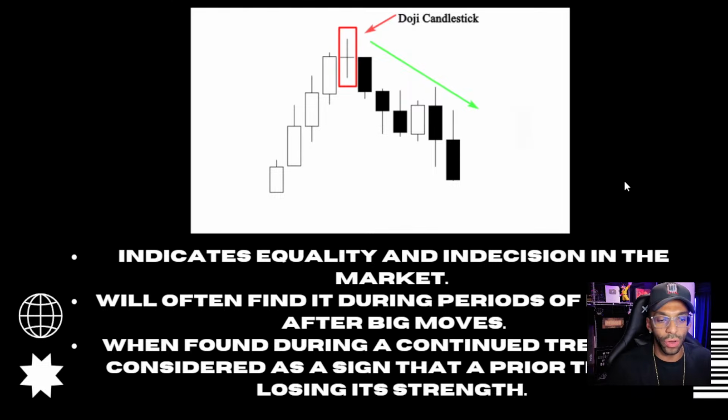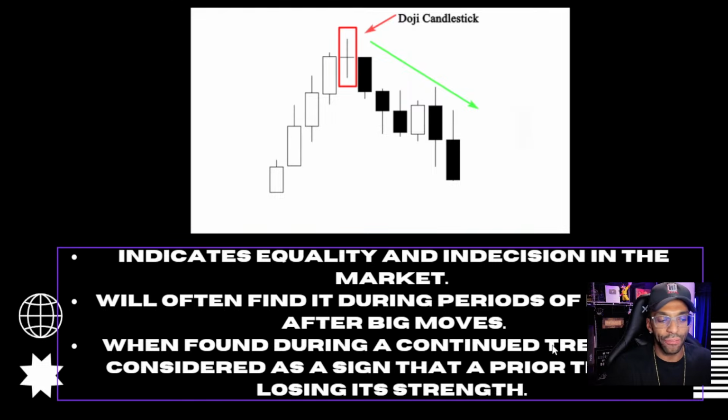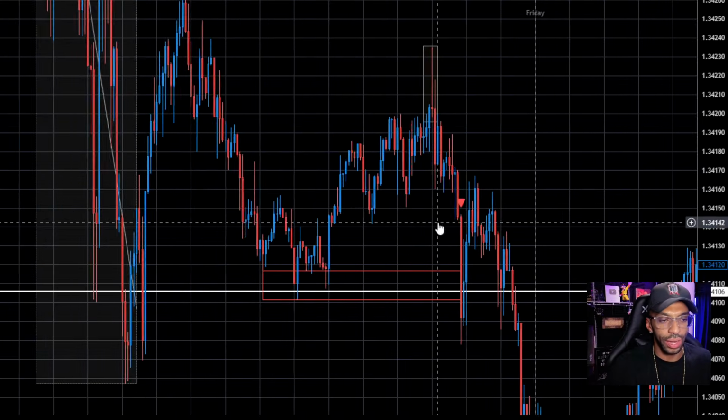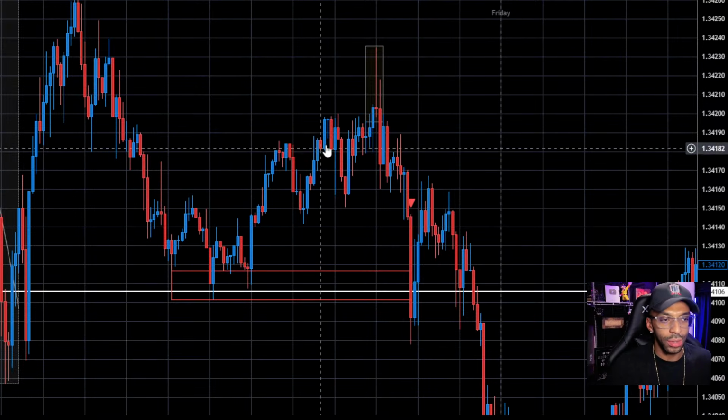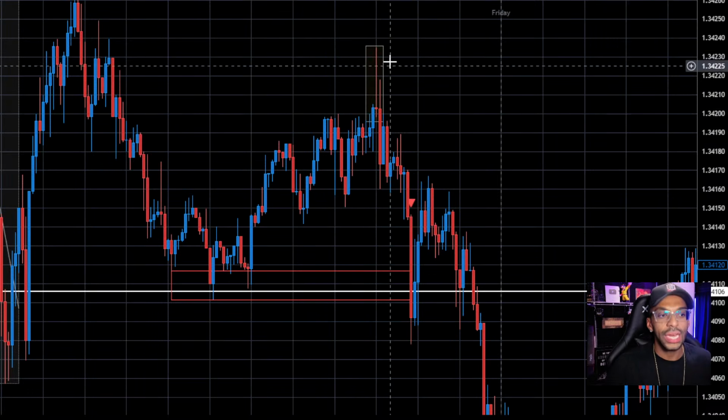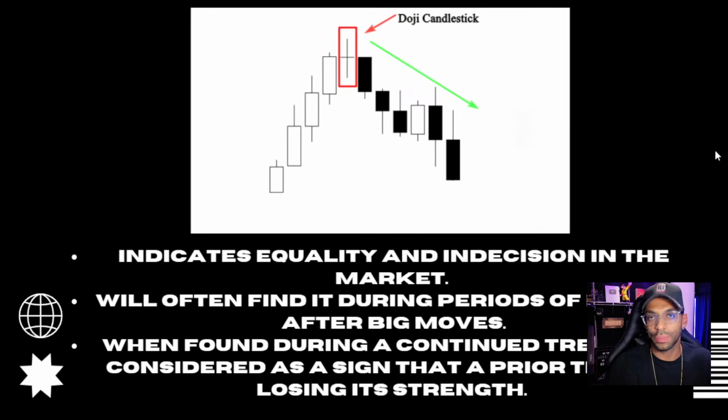And it will often happen during periods of resting after big moves. So after big moves in the market, as you can see from here all the way up to here, you're going to get that indecision as the market pretty much makes that decision of where it is going to be moving next. So if we're going to continue in that buyer's market, or if we're going to flip and come down to a seller's market.